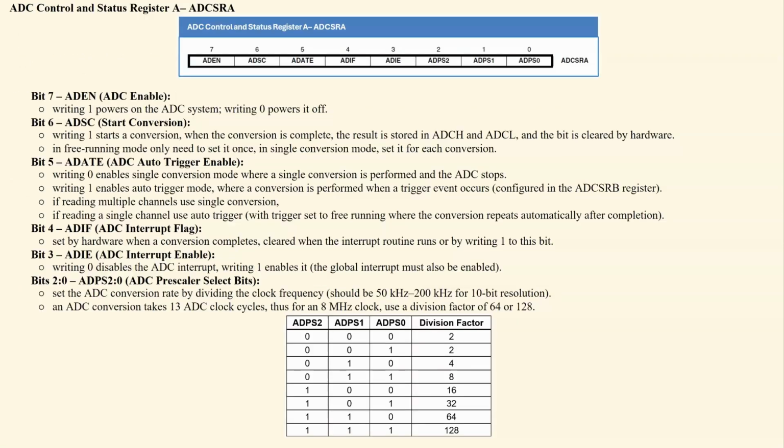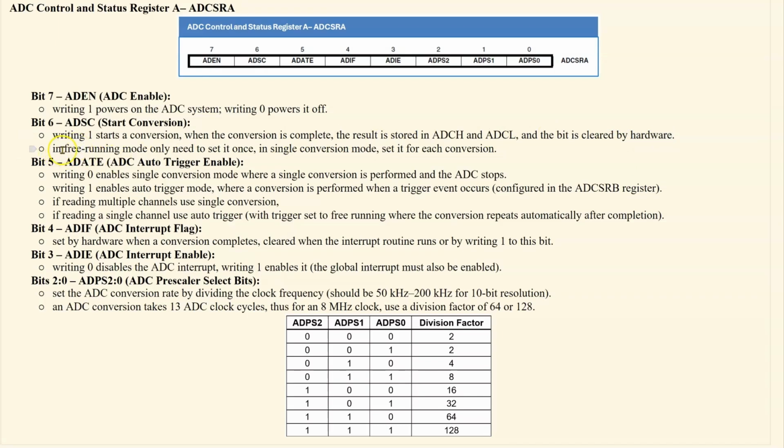The ADCSRA register is used to configure the ADC. Bit 7 is used to power the ADC on or off. Bit 6 has 2 functions. Writing a 1 to it starts the conversion. When the conversion is complete, the results are stored and the bit is cleared by hardware.